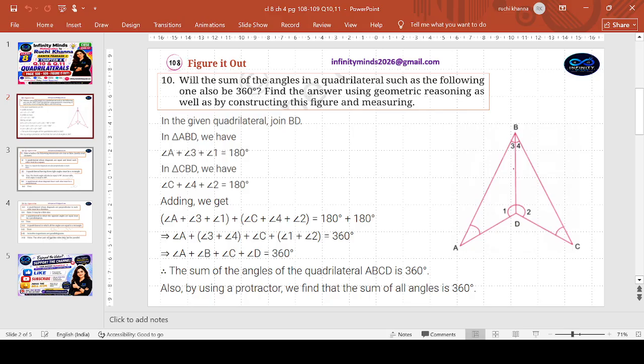In this diagram, I have joined this diagonal BD. The diagram shared in the textbook is of this kind. It is trying to ask you, if it isn't the regular quadrilateral that you have, yes, such quadrilaterals are called concave quadrilaterals.